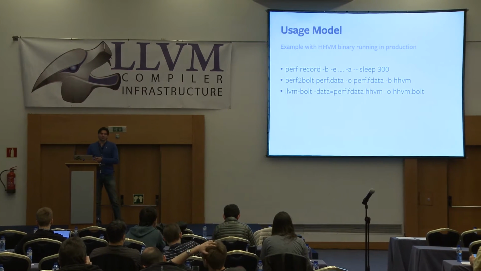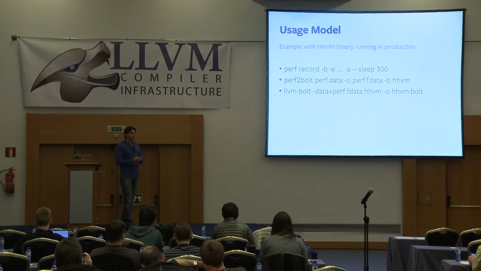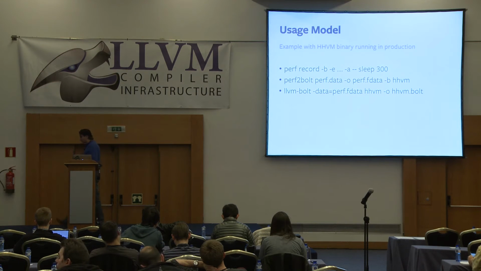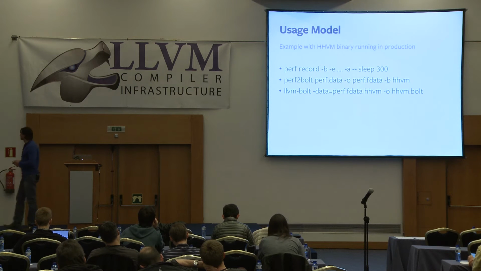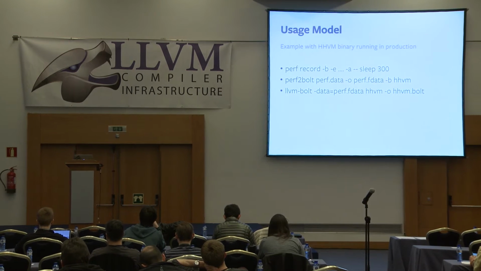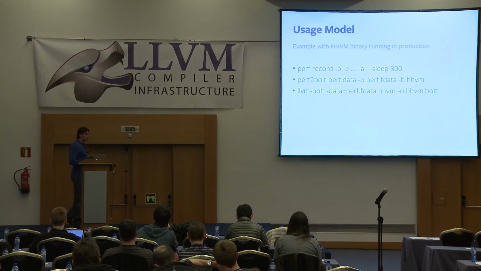Here's the user model for the binary optimizer, how you're supposed to use it and how we use Bolt at Facebook. I'm giving an example of HHVM running in production. You run the Linux perf tool, you record some events, but most importantly, you record the branch information. Intel CPUs have a wonderful feature called last branch record, where you can obtain, for every event, the history of the last 16 branches taken.